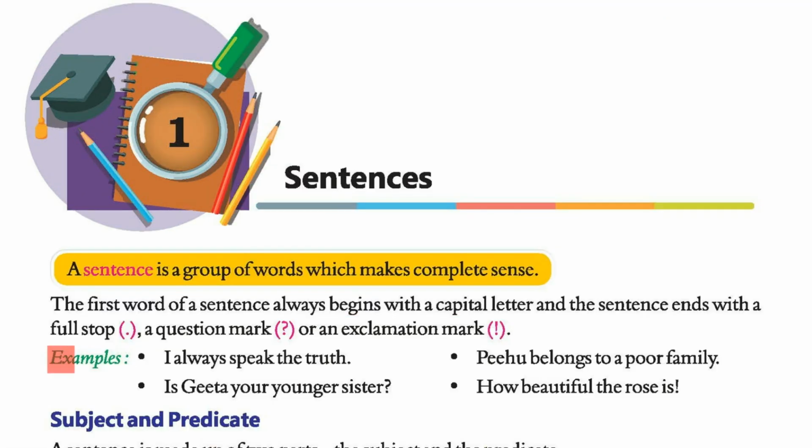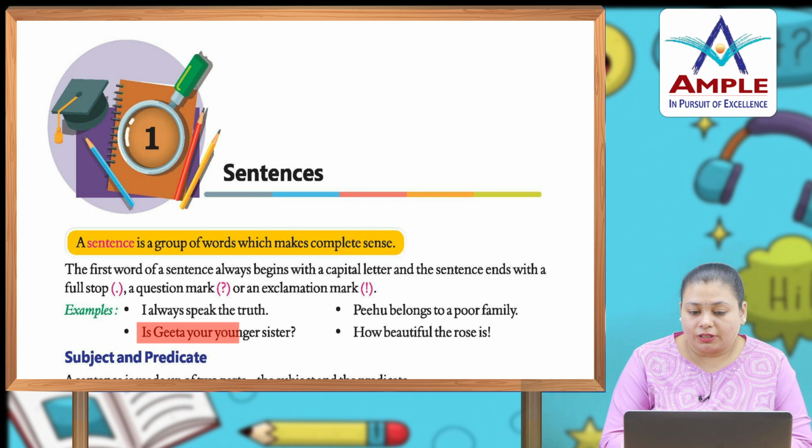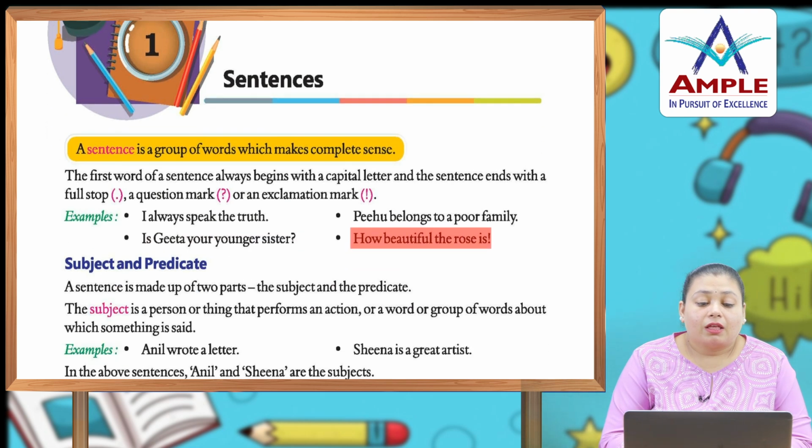Now, examples. I always speak the truth. Pihu belongs to a poor family. Is Geeta your younger sister? How beautiful the rose is.